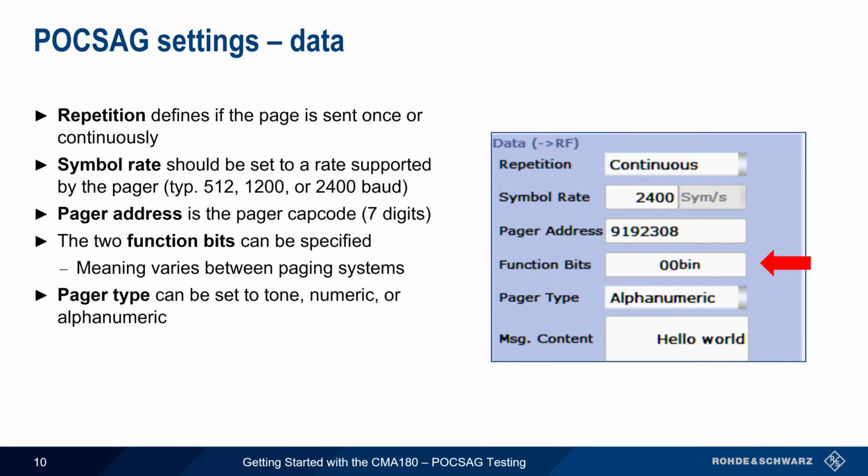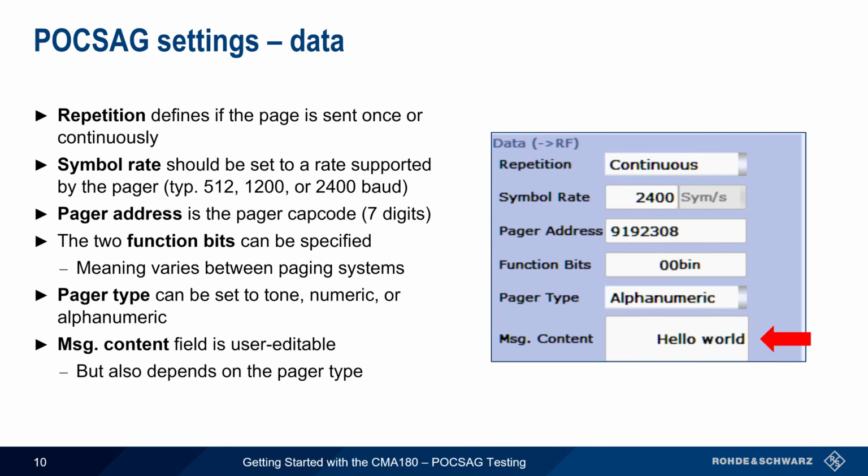The pager type value indicates if the page is a tone-only page or whether it contains a numeric or alphanumeric message. The contents of the page are entered in the Message Content field, but keep in mind that the configured pager type will determine what can be entered in this field, that is, numeric values or alphanumeric text.